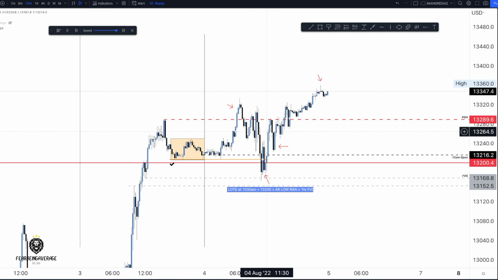And also I forgot to annotate before that happened, we also had this high that got created at 6:30 after the previous day's high got ran. So right over here, that's what I'm going to annotate. This is when price ran above the previous day's high.